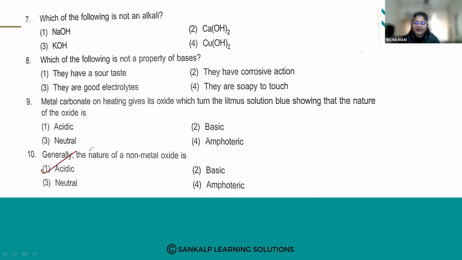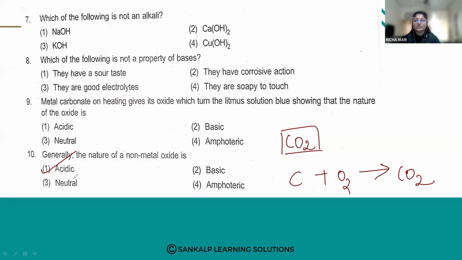So for example, if I take a non-metal oxide like carbon dioxide, how do you get it? When carbon, a non-metal, reacts with oxygen gas, you get carbon dioxide, right? This carbon dioxide is acidic in nature, and it is a non-metallic oxide. So option number one is the correct answer. Okay, let us go for the next one.